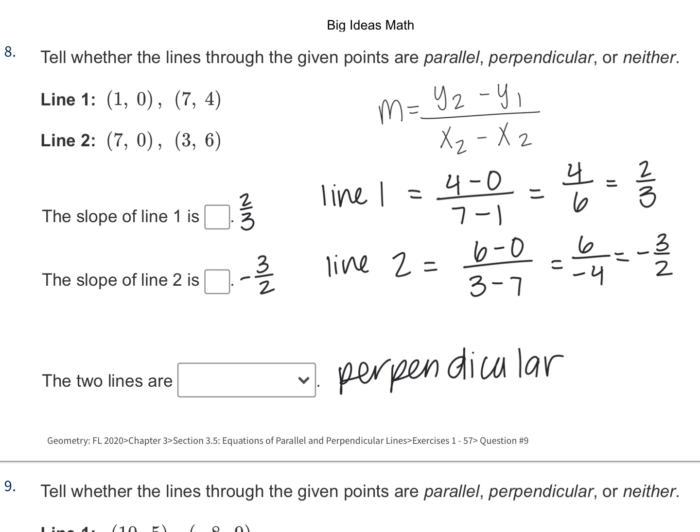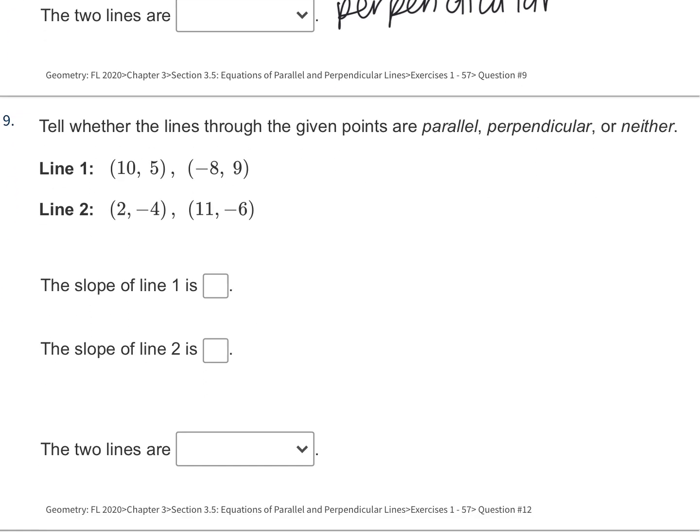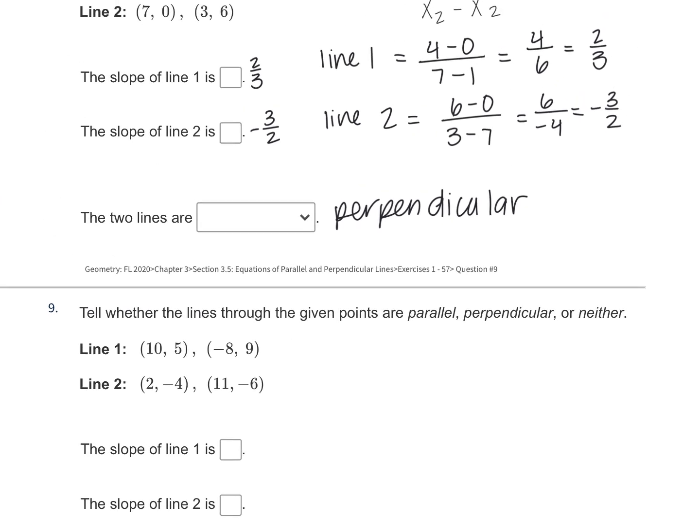If it's parallel, what do the slopes have to have? And if it's neither? They're different. They're both different. Okay. Good. Thank you. Let's zoom out a little.